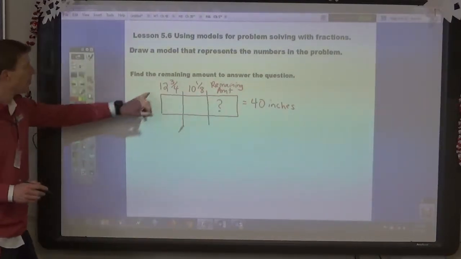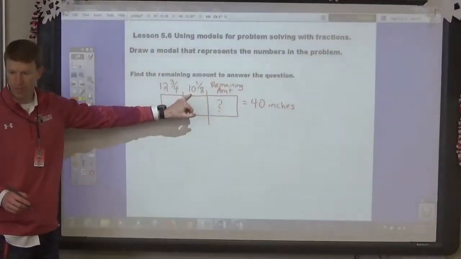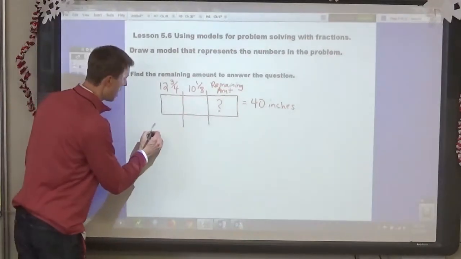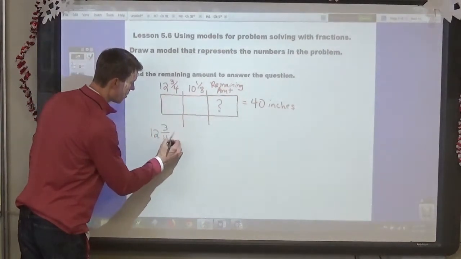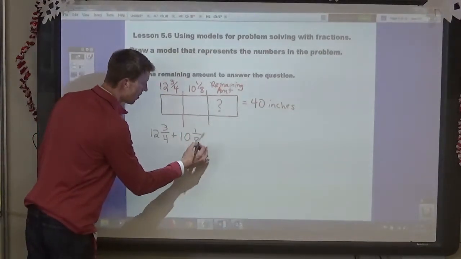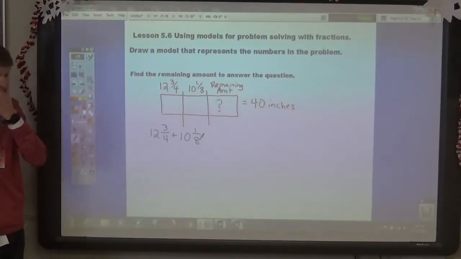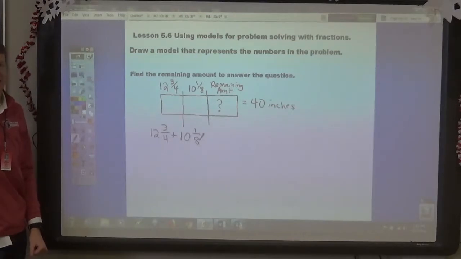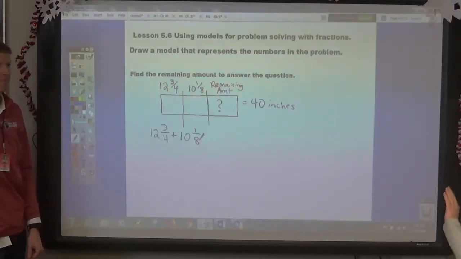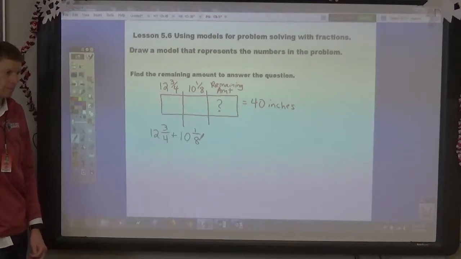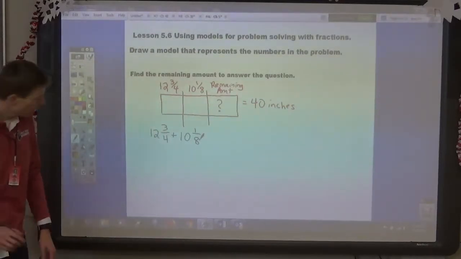Here it is. So, adding these two together, everyone do that now. On your notes, add 12 3/4 plus 10 1/8. Can we do it in decimals, then convert the decimal into a fraction when we get the answer? Not this time. Since we're practicing adding mixed numbers, we have to use the fractions. Okay? So go ahead and add those together.